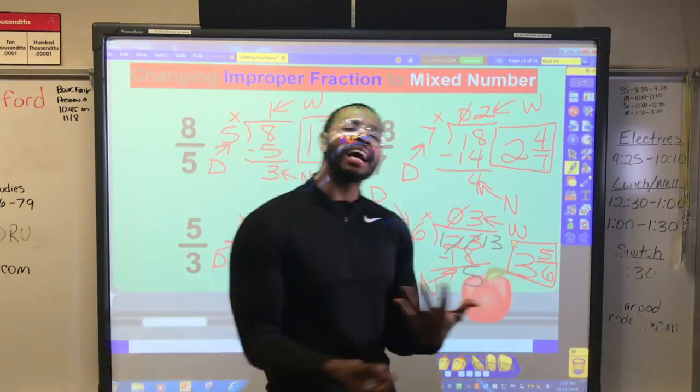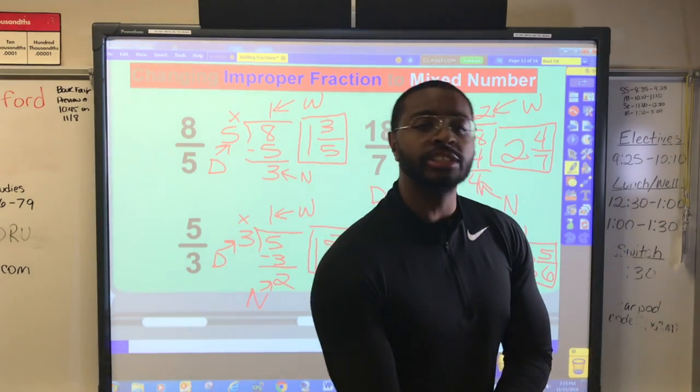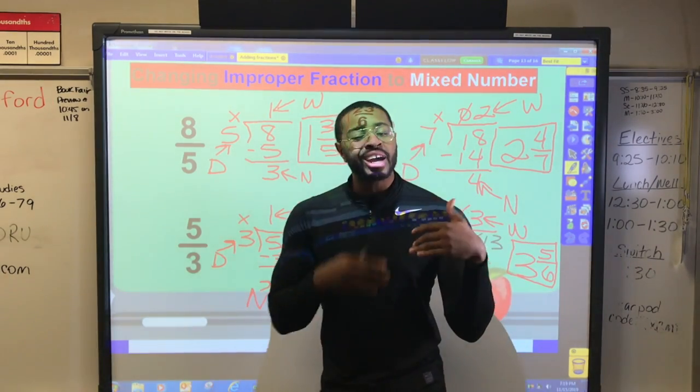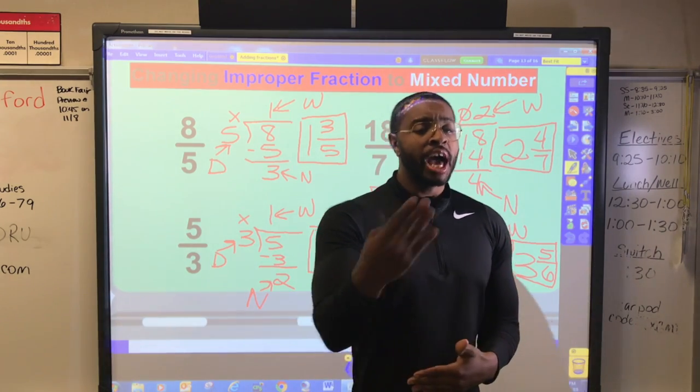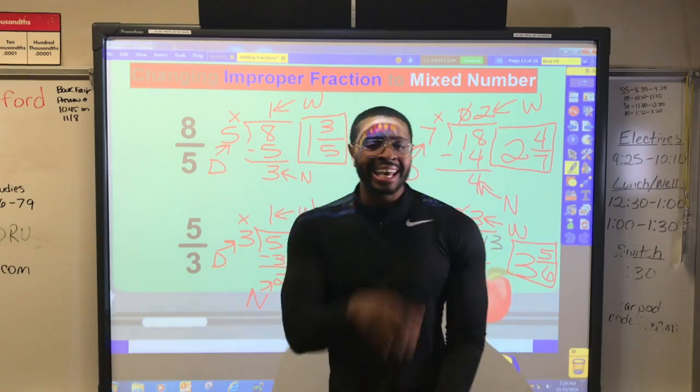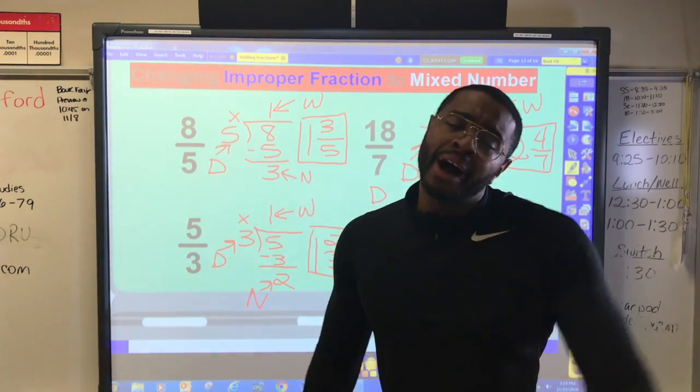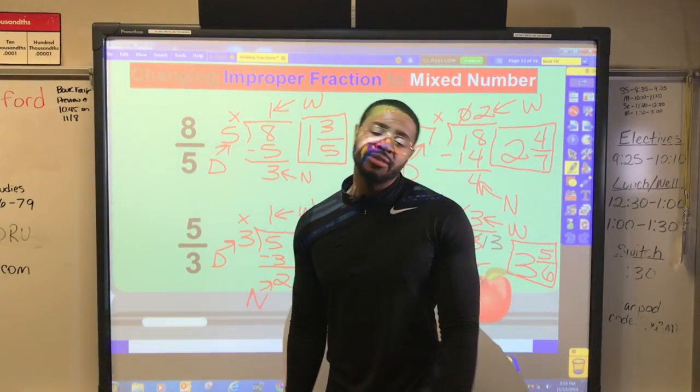Okay, guys, that is how you change an improper fraction into a mixed number. All you have to do is look at fractions as the real division problem that they are, and when you divide it, just say that saying, top in, bottom out. And that'll always help you set up that division problem correctly.